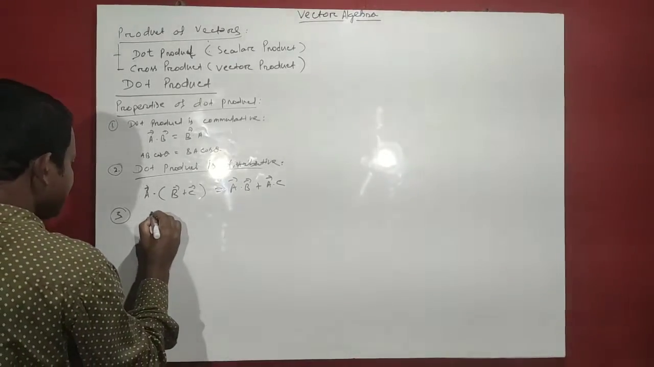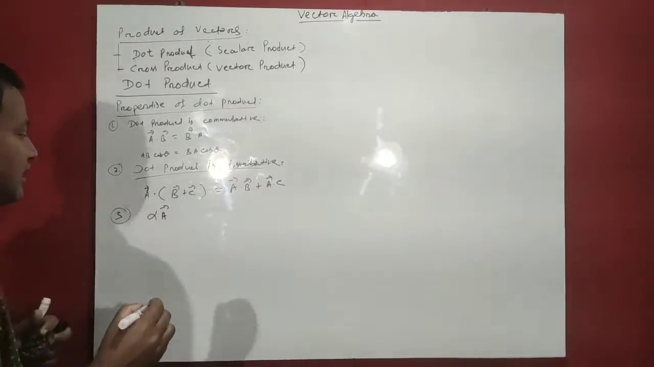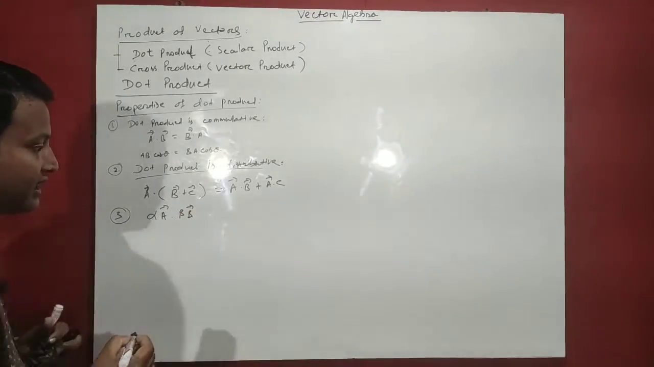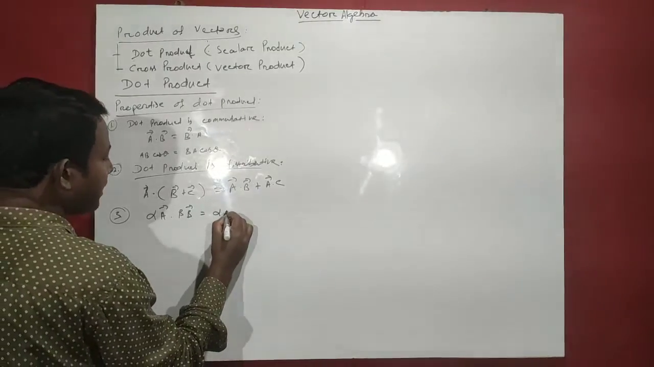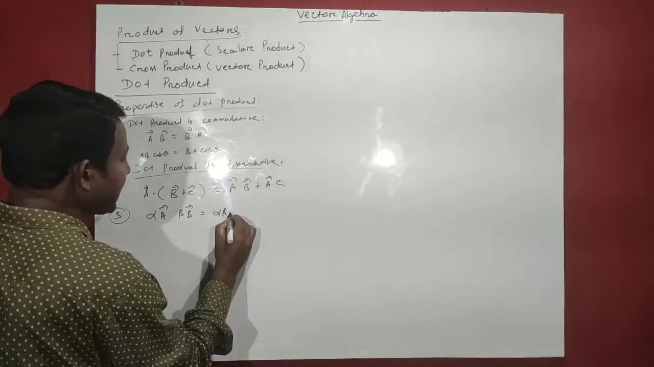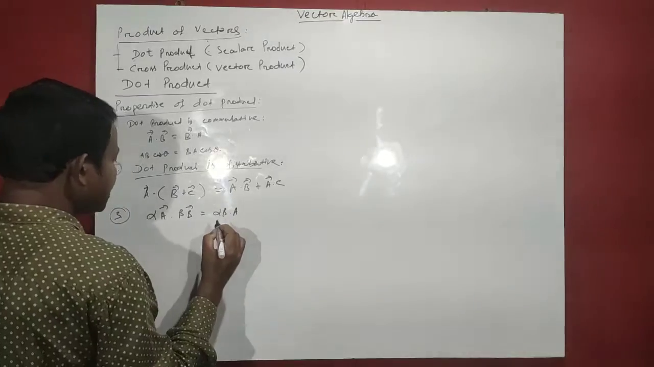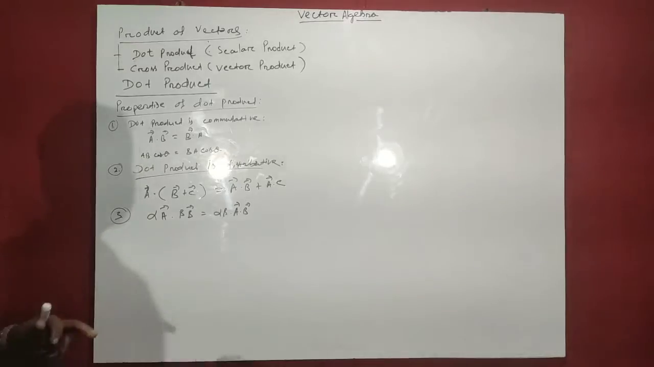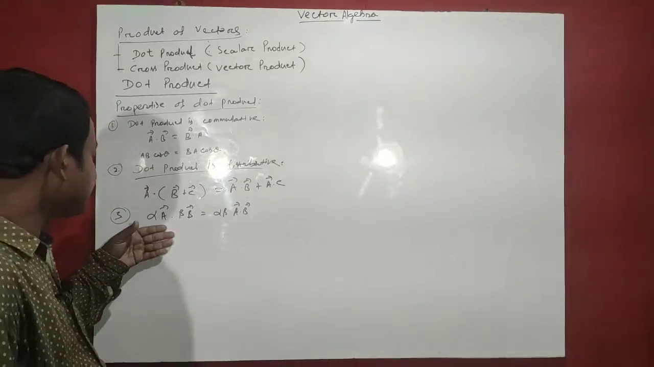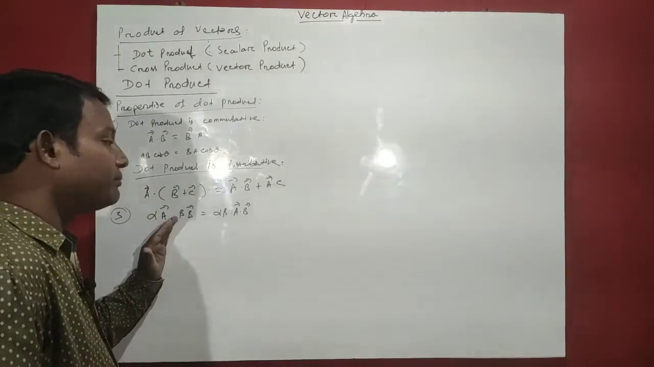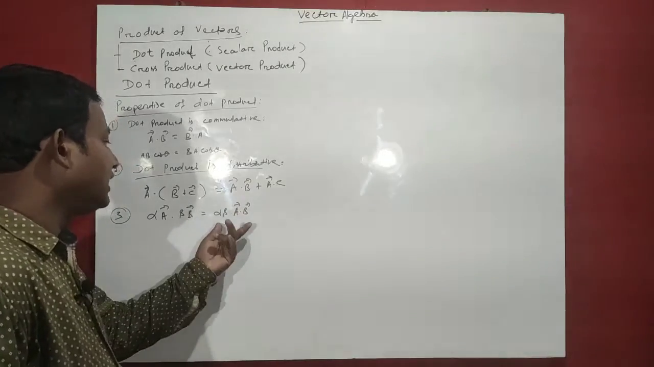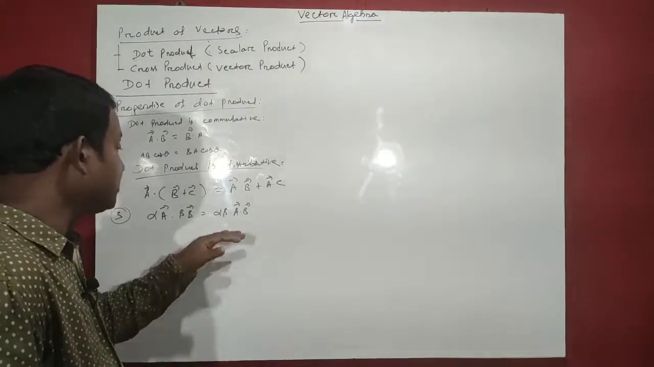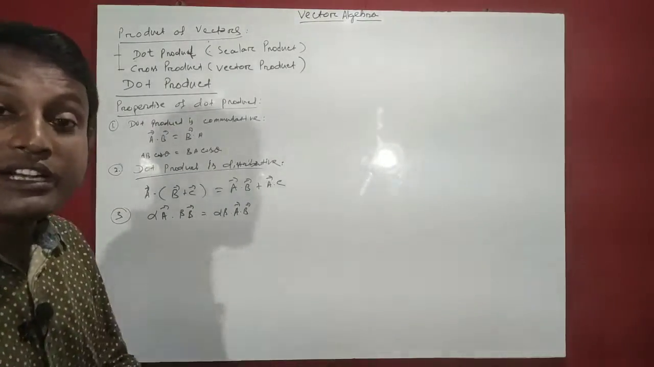The third property is: alpha A dot beta B is equal to alpha beta into A dot B. That means if we increase A by alpha and B by beta, then the total product will be increased by alpha beta times.